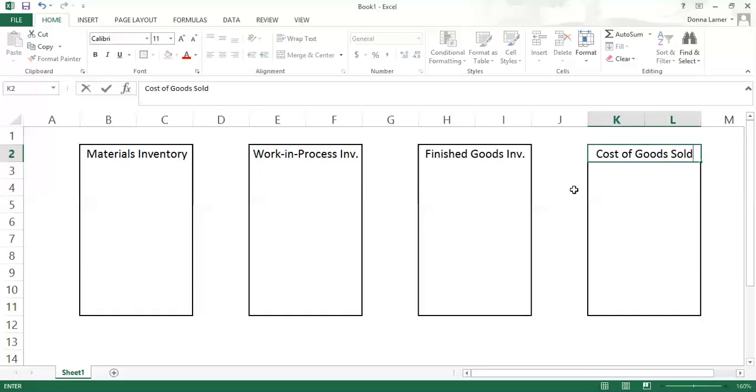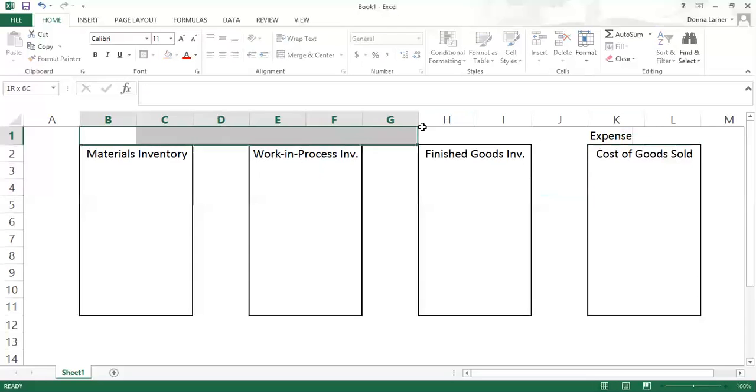We would also have a cost of goods sold expense account. So let's put it up top that it's an expense. And all 3 of these are considered assets.